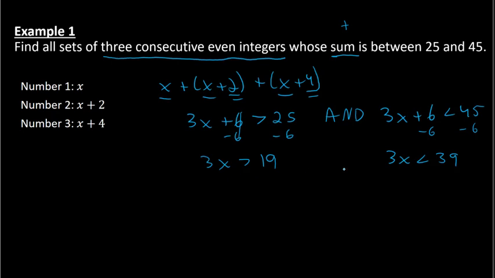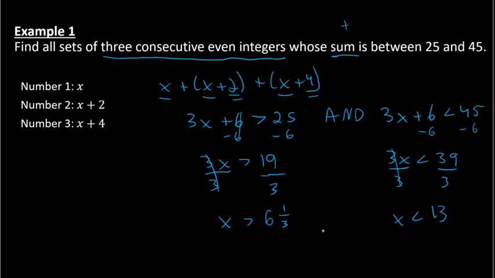Alright, and then from here, for both of them, I have 3 times x. So to get rid of the 3, I need to divide. I divide both sides of both inequalities by 3. So for the first one, I have x is greater than 19 over 3, which is 6 and 1/3. Over here, when I divide, I get x is less than 39 over 3, which is 13. So I've determined that x needs to be bigger than 6 and 1/3 and smaller than 13.